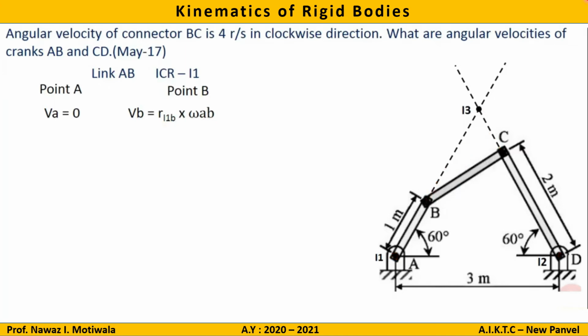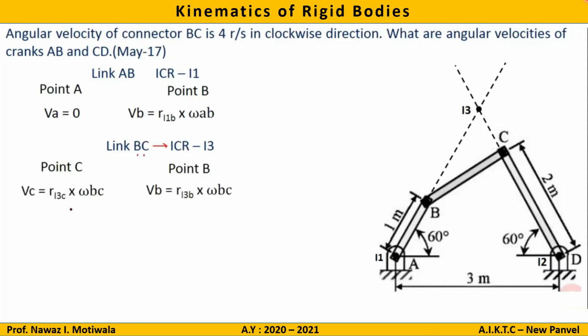Next link will be BC. If there is link BC, the corresponding ICR is I3. What are the points associated? B and C. For point C, I can write VC is equal to I3C, because it is associated with I3, into omega BC. Similarly, for B, I will write I3B multiplied by omega BC. Now we are required to find out what is this I3C and what is this I3B by applying sine rule or cosine rule and by any geometrical concepts.